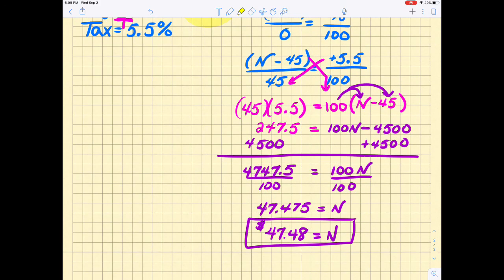Let's do two more examples. This one's a little longer, I'm sorry. So this one is, let's say, example 4.